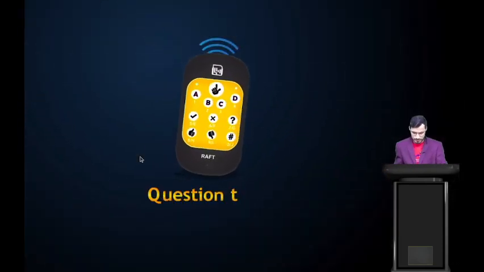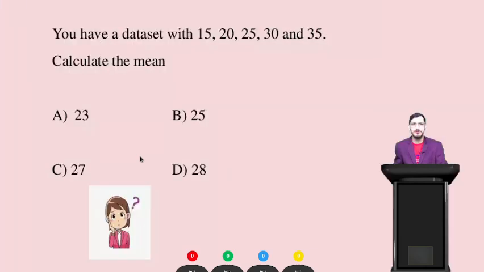So students, now it's question time. You have a data set with 15, 20, 25, 30 and 35. Calculate the mean. I am giving you 30 seconds. Which option is right here? Option A, option B, option C, and option D: 23, 25, 27 and 28.